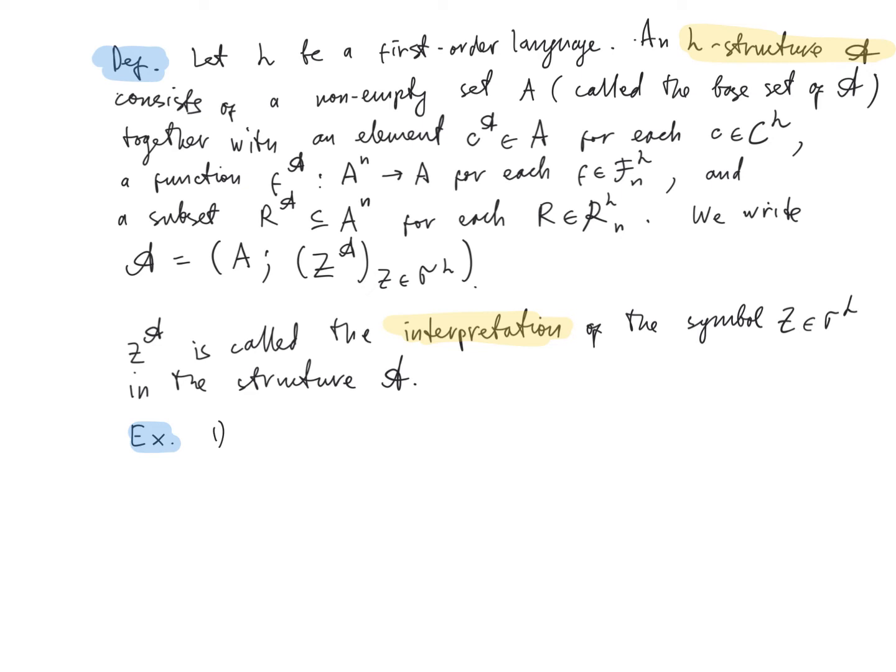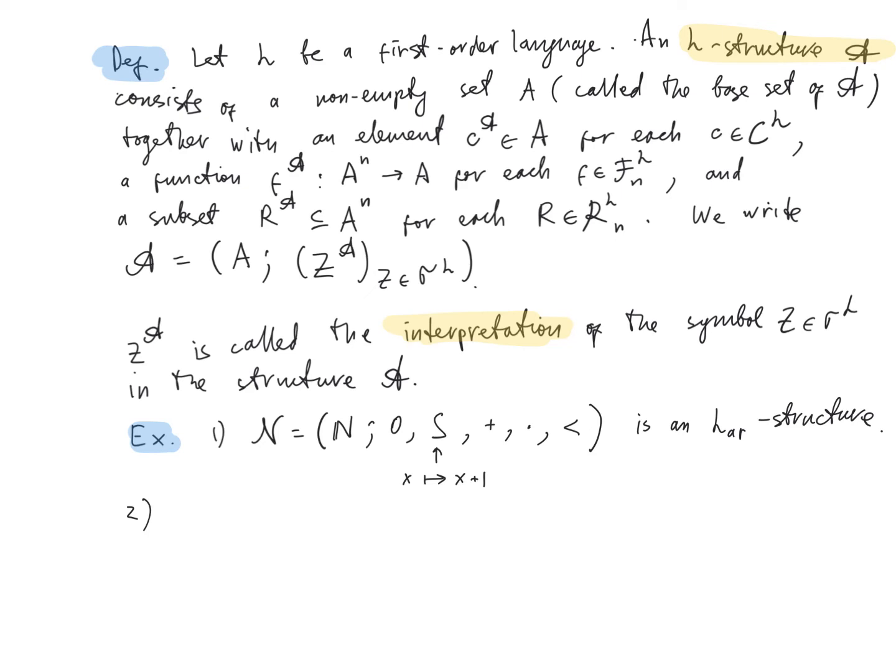Example 1, consider the structure N to be a structure in the language of arithmetic with the base set the set of all natural numbers, the constant symbol 0 interpreted as the actual number 0 in this base set, the function symbol S, the unary function symbol, interpreted as x goes to x plus 1, the successor function from the base set to itself, and the remaining function symbols plus, times interpreted as the usual addition and multiplication on the set of natural numbers, and finally the ordering interpreted as the usual order on the natural numbers. So together with all of these interpretations, N is an L_AR structure, a structure in the language of arithmetic defined previously.